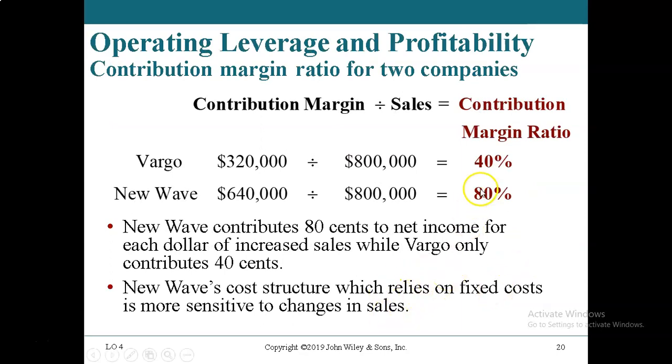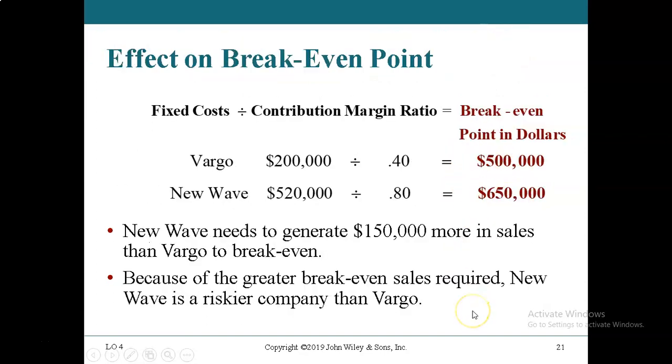Let's look at the fixed cost. Okay, so remember, New Wave has more operating leverage. Vargo has less operating leverage. New Wave has higher contribution margin ratio. Vargo has lower contribution margin ratio. And if you take fixed cost divided by contribution margin ratio, New Wave has higher break-even. Vargo has lower break-even.